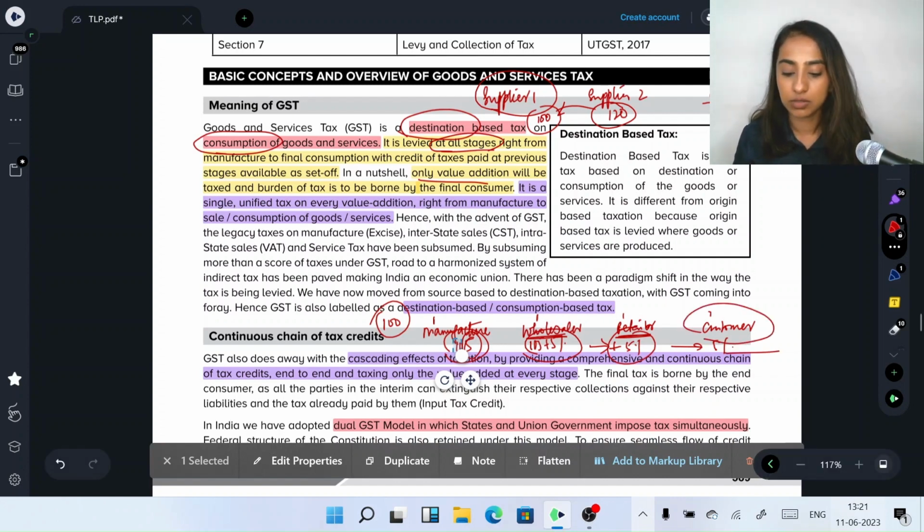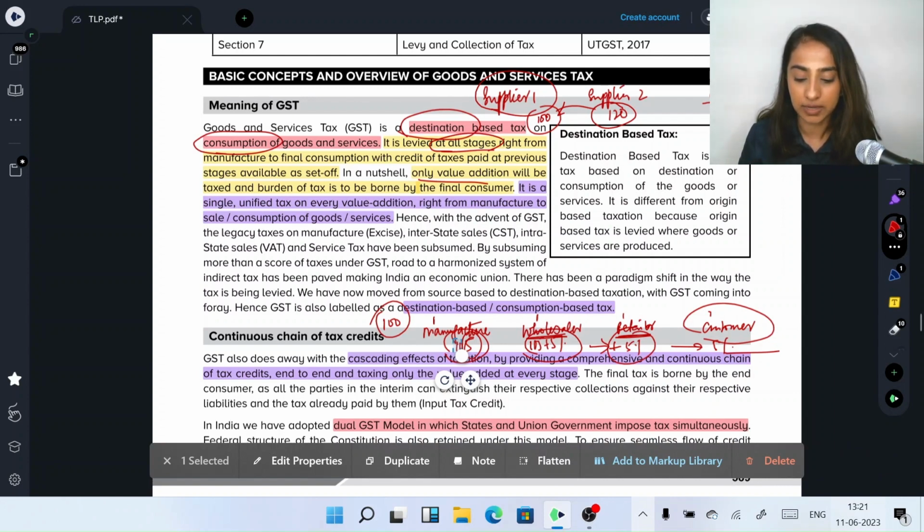So this we will understand in detail as we move further. With the advent of GST, we've already seen in our previous chapter, it has been subsumed. We know that there were a lot of taxes like CST, VAT, entertainment tax, luxury tax, etc., which have become one tax, one nation now, that is GST, right?